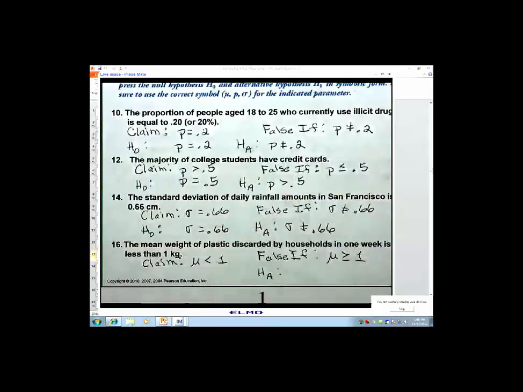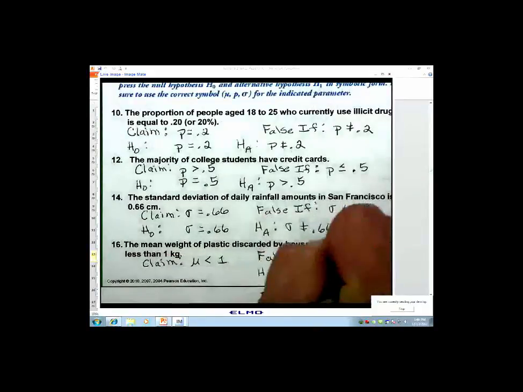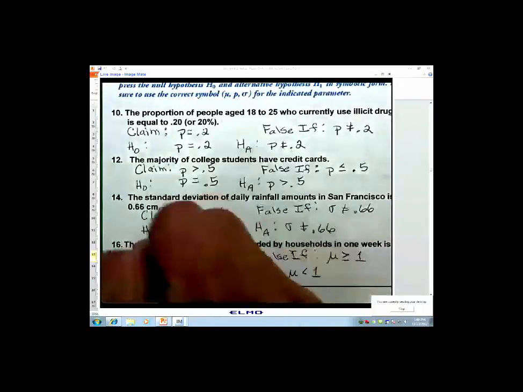It's got to be one of these two. It's the one that doesn't have the equals. The alternative hypothesis is always, always, always either the claim or its complement, whichever one doesn't have the equals in it. So here it would be mu is less than 1. And what is the null hypothesis? Always equals.